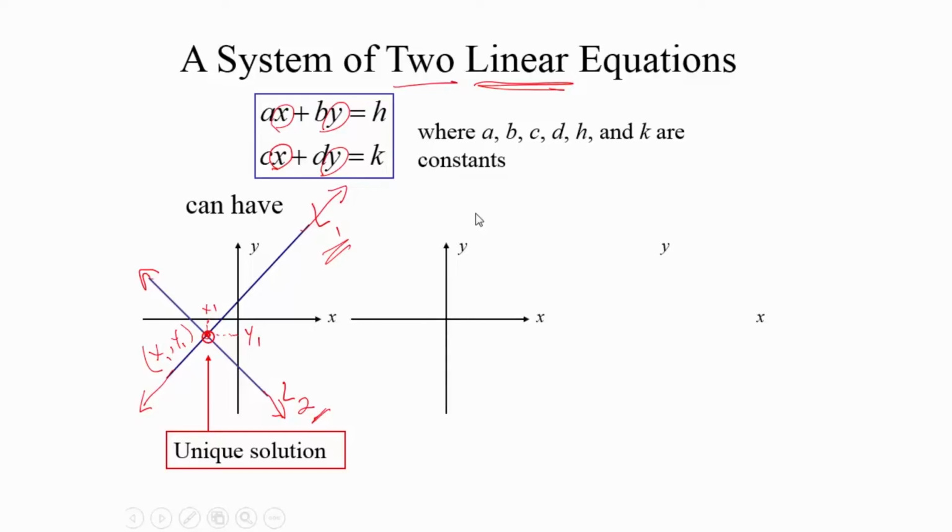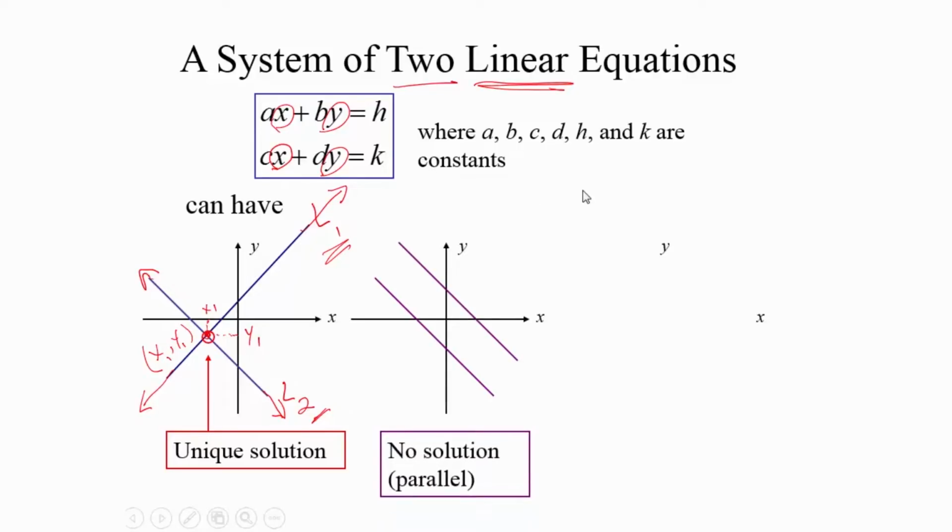The relationship between two lines, as I said, might be like this. So here's line 1, here's line 2. They're parallel to each other. When they're parallel to each other, that means they don't cross each other at any point. There is no common point between the two lines. So when there is no common point, there is no solution. So that's the second possibility.